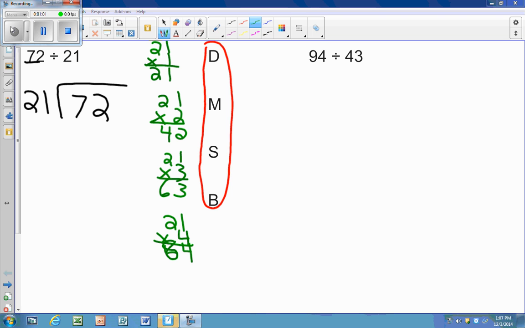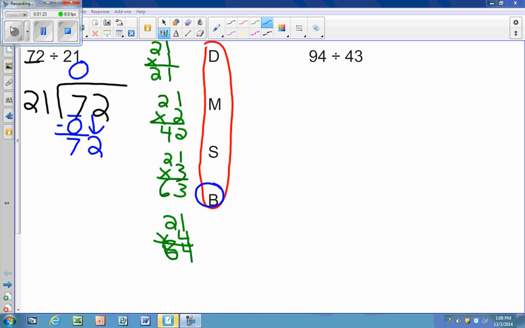Okay, so now I'm going to start, and the first thing I ask myself is, can 21 go into 7? And it cannot, so I put a 0. That's my division. Then I'm multiplying 0 times 21, which is 0. Then I am subtracting. 7 minus 0 is 7. And then I bring down the 2. Since I got to my bring down, I have to go back to the top and start dividing again.